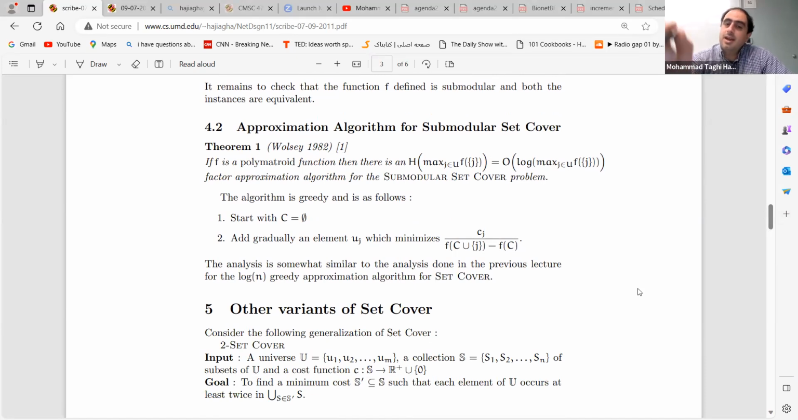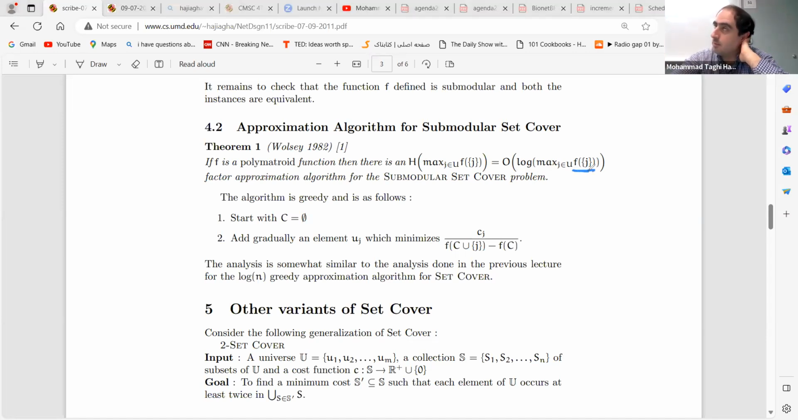One important thing, note that here we talk about the approximation factor. We mentioned that the approximation factor would be H of the max of this, which is equal to order log n of the max over j belonging to U of f of j. In set cover, what is important is what f of the individual guys is.